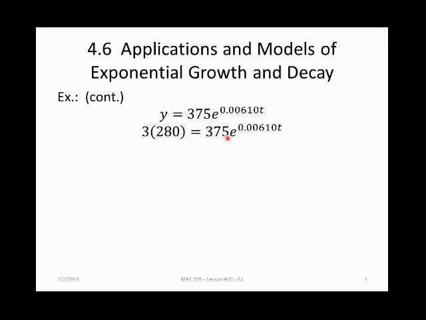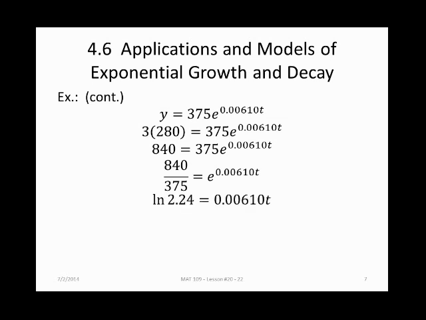Here's our 375e to the 0.0061t. So we have an equation now in which the only thing we don't know is t. It's an exponential equation. Solve it in the normal way. That's the value in 1951. 3 times that is 840. Divide both sides by 375. Take the natural logarithm of both sides. Then divide by the coefficient of t. And here I rounded off because I would have had an unending decimal. So I get approximately 132 for t. 132 is the value of t.